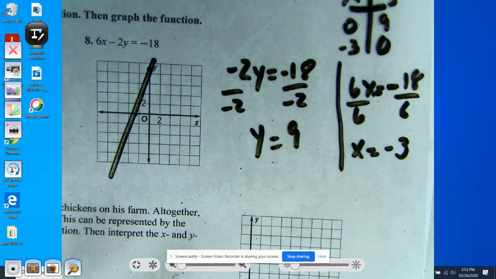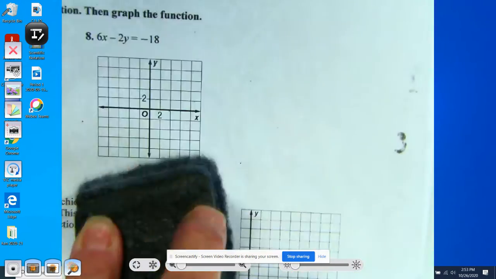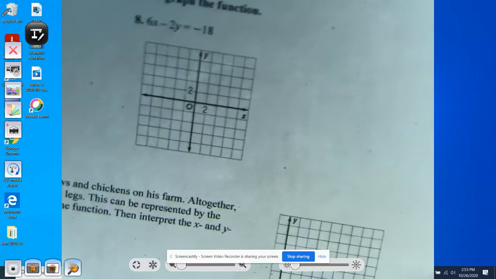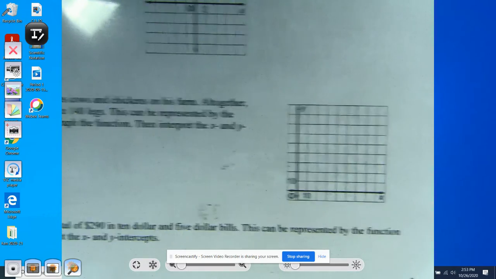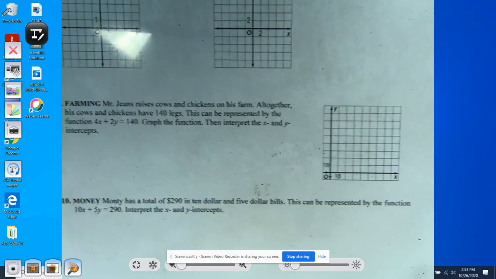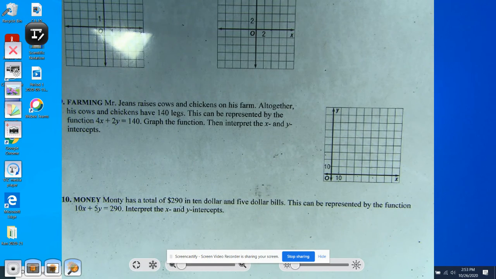Okay, that's the intercepts. What's the practical application of this? Well, the practical application is when you're going to have something like you have here with this word problem. Word problems are always practical application. Okay, so we've got ourselves a farmer. Mr. Gene raises cows and chickens on his farm. Altogether, his cows and chickens have 140 legs.